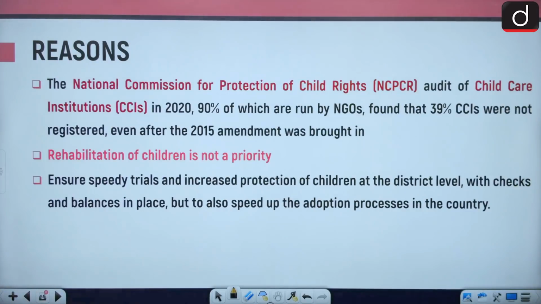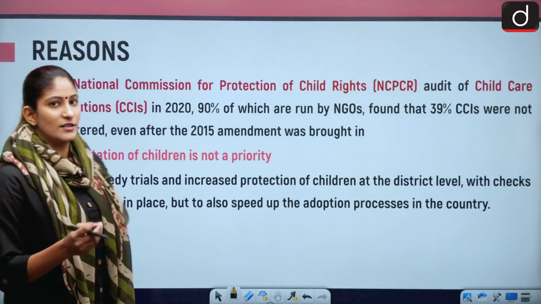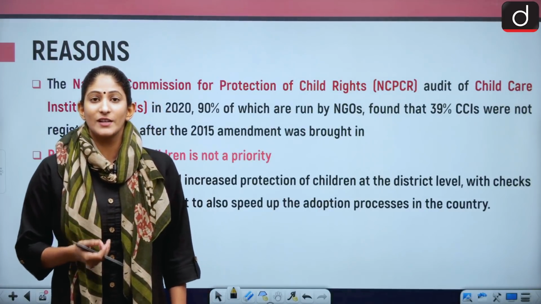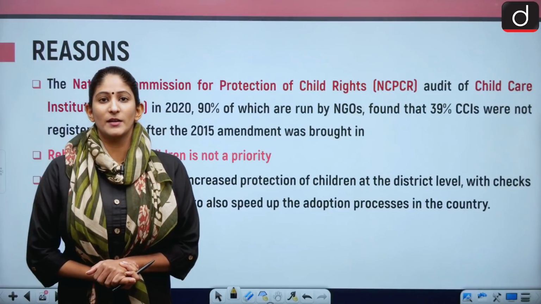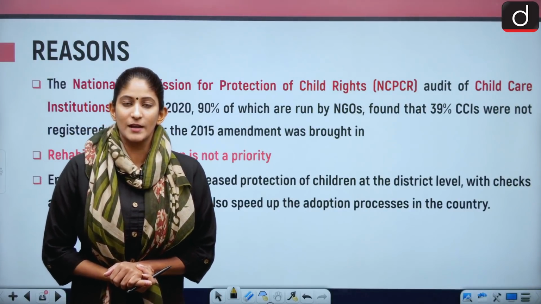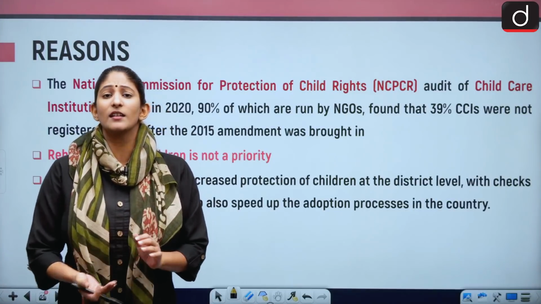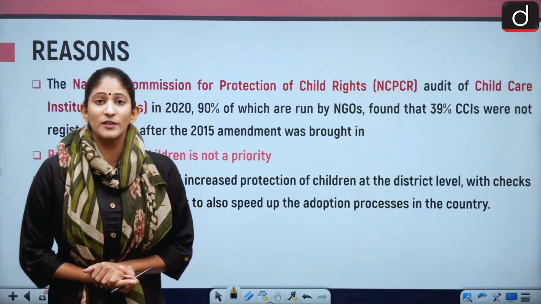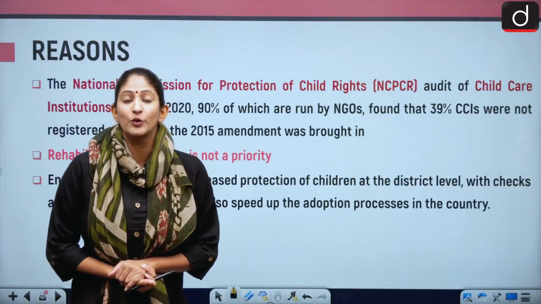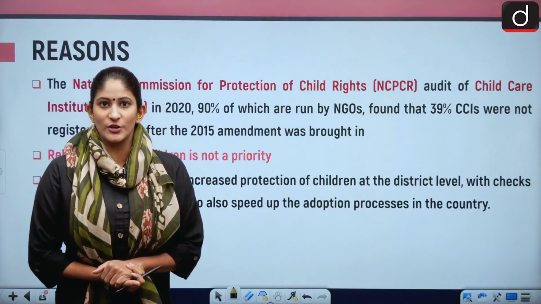Let's talk about the reasons. Why was there a need to amend this act? First is, of course, as we have seen in the COVID-19 pandemic, more than 1 lakh children have lost at least one of their parents, and there are several kids who have lost both of their parents. We saw certain messages circulating through WhatsApp and Facebook to adopt children.